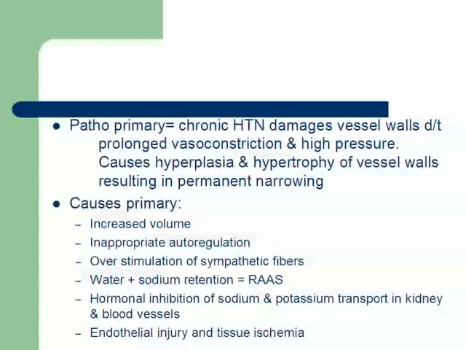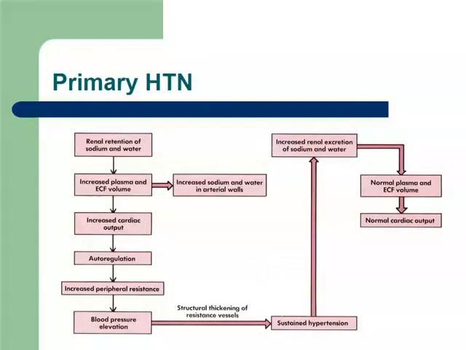Hormonal inhibition of sodium and potassium transport in the kidney and the blood vessels can also raise the blood pressure. And endothelial injury and tissue ischemia decreases the production of your natural vasodilators like nitric oxide, causing your vessels to remain constricted. So all those are possible causes of primary hypertension. And this is a flow sheet showing some of the different changes that occur in primary hypertension and how it will affect your cardiac output and how it causes sustained hypertension, which we've talked about.